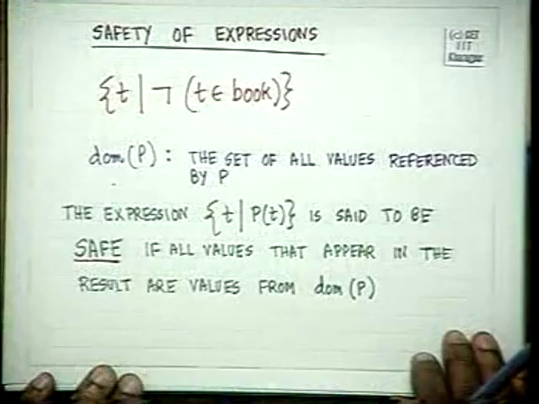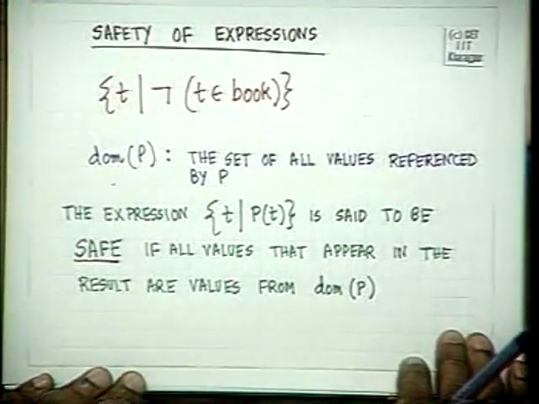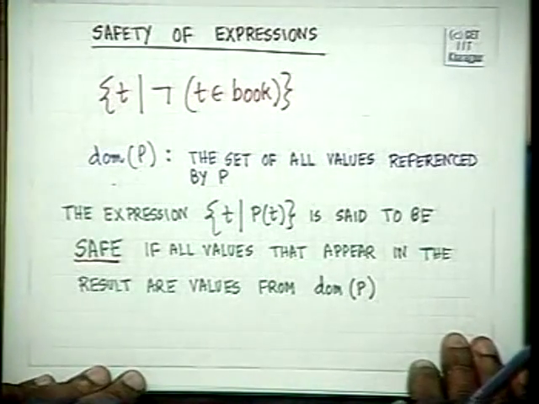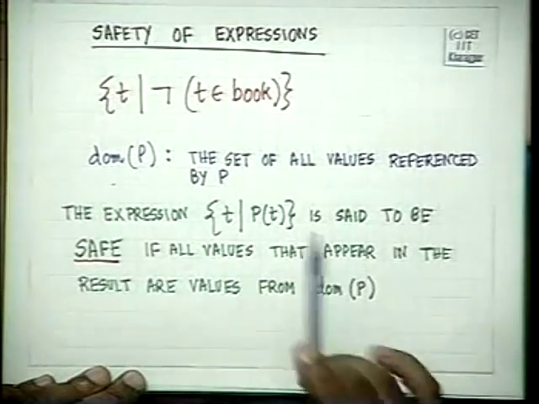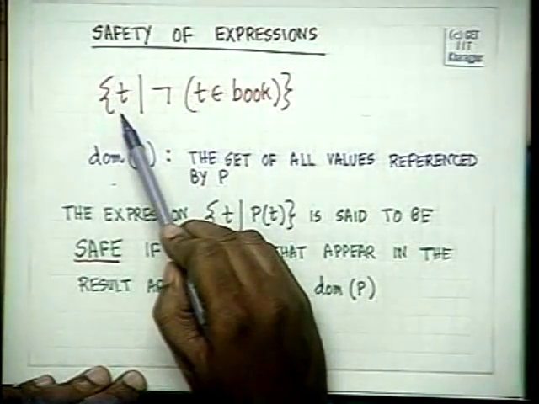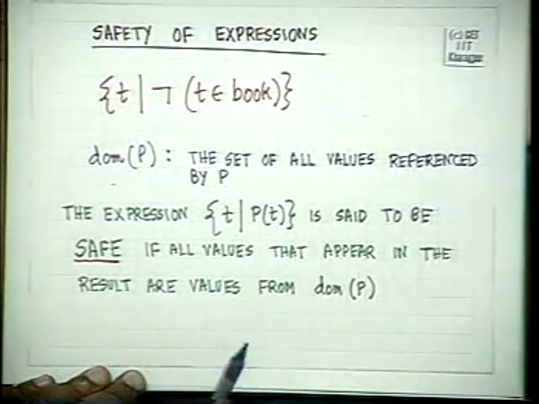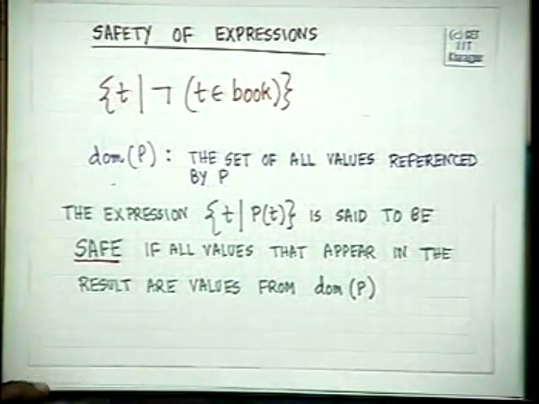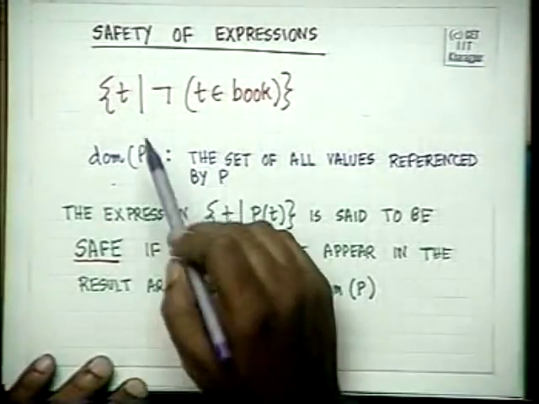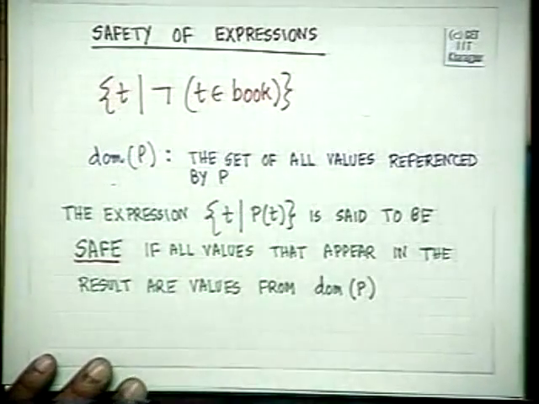Before terminating, we shall see what are known as safe expressions. Now we can write out queries which have got arbitrary answers. Now attributes come from sets. The domains of attributes are defined as integers, reals, and all that. Now suppose we write down this query: T, find all T such that T is not an element of book. What does this mean?